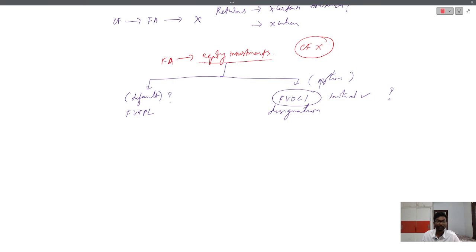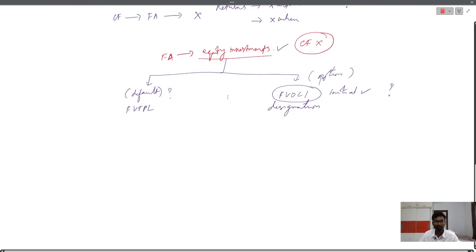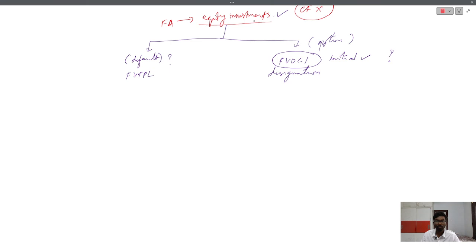Okay, now the financial asset equity investments is done. Now let's talk about financial asset debt investments. Till now we have used our cash flow test to see if the cash flow tests are met. Such financial assets are classified as debt investments. If those are not met, they are classified as equity investments. Now, after they are classified as debt, we further need to classify them into certain other categories.